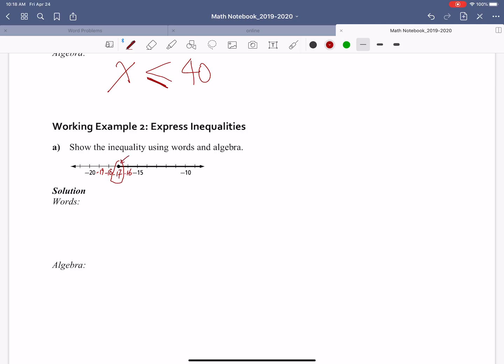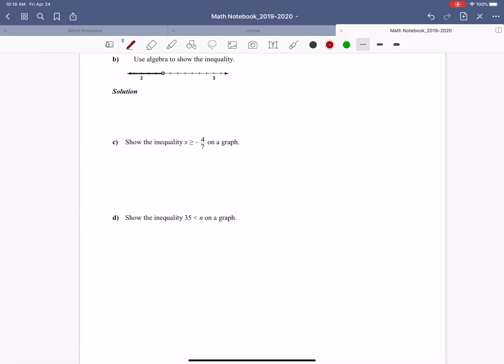So words should, okay, check out this circle here. The circle here is solid, which means it includes the value negative 17. So x must be, this is bigger than, on the right side. So x will be bigger than or equal to negative 17. That's basically the algebra explanation. If it's words, then it should be more than or equal to negative 17.